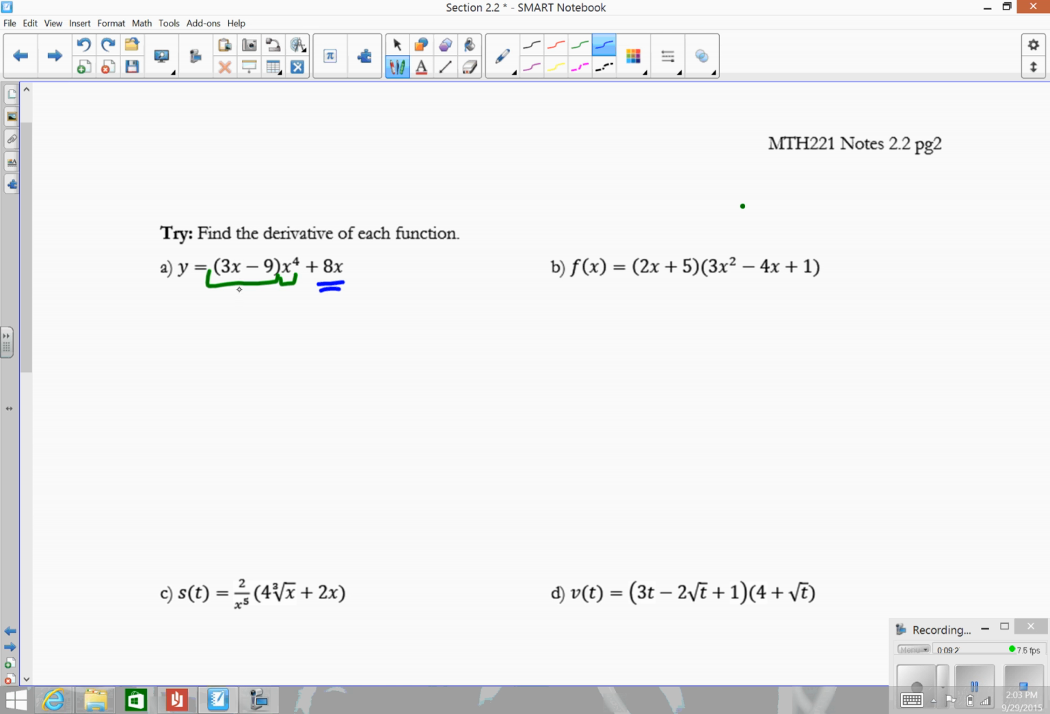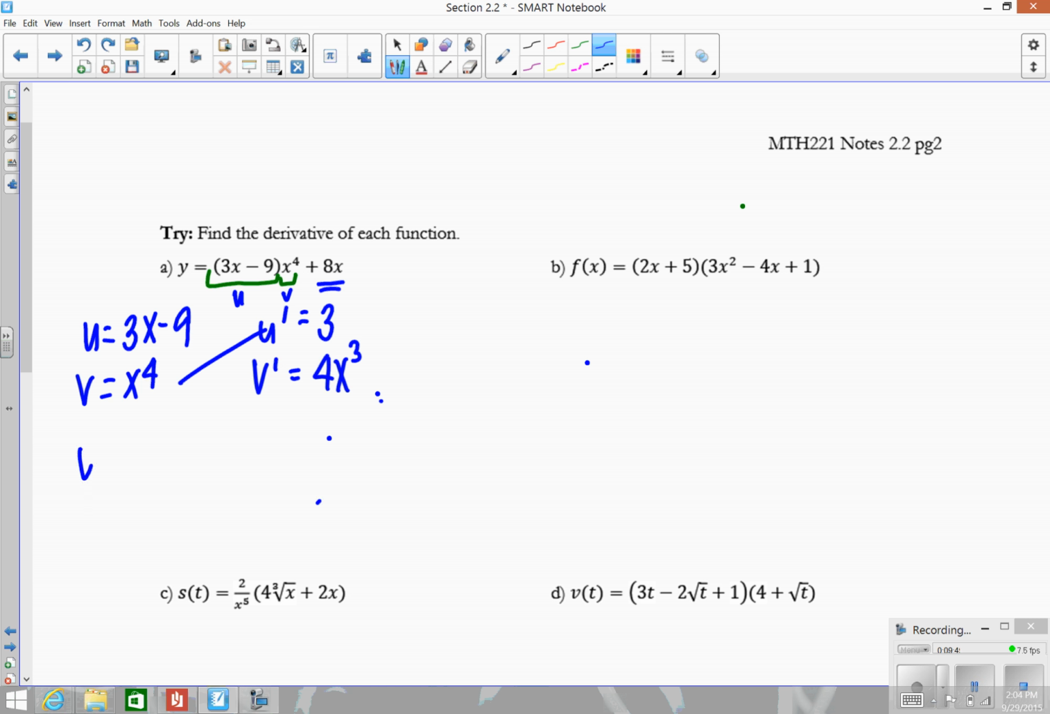So if I want to use the product rule, I'm going to start by setting these up. So u equals 3x minus 9, v equals x to the fourth. Take the derivative of each. So I have 3. This is going to be 4x to the third. Start from bottom to top. So y prime, the derivative, is going to be 3 times x to the fourth plus 4x to the third times 3x minus 9.